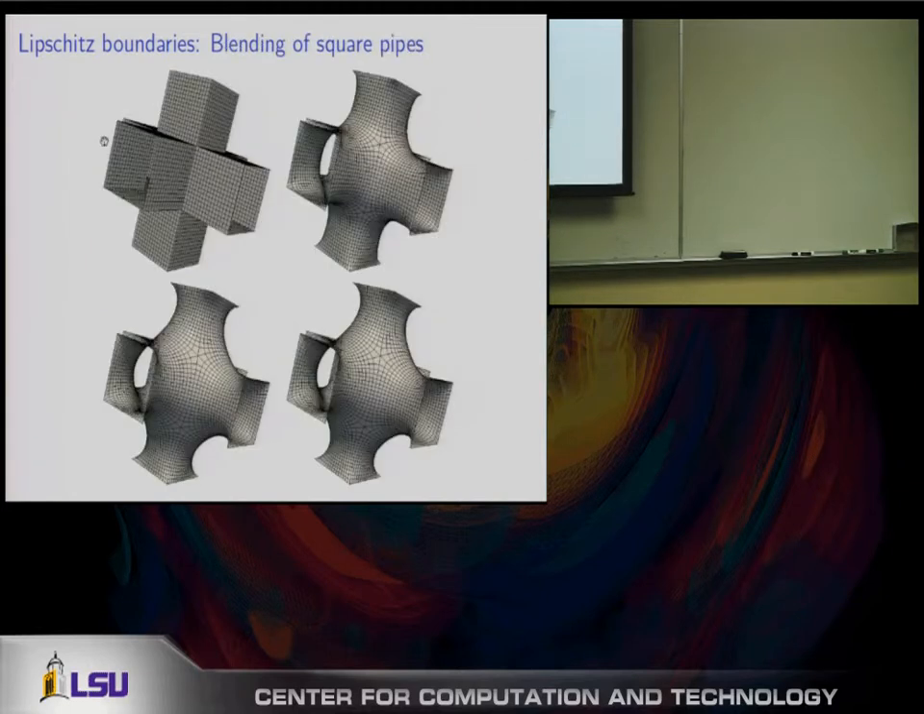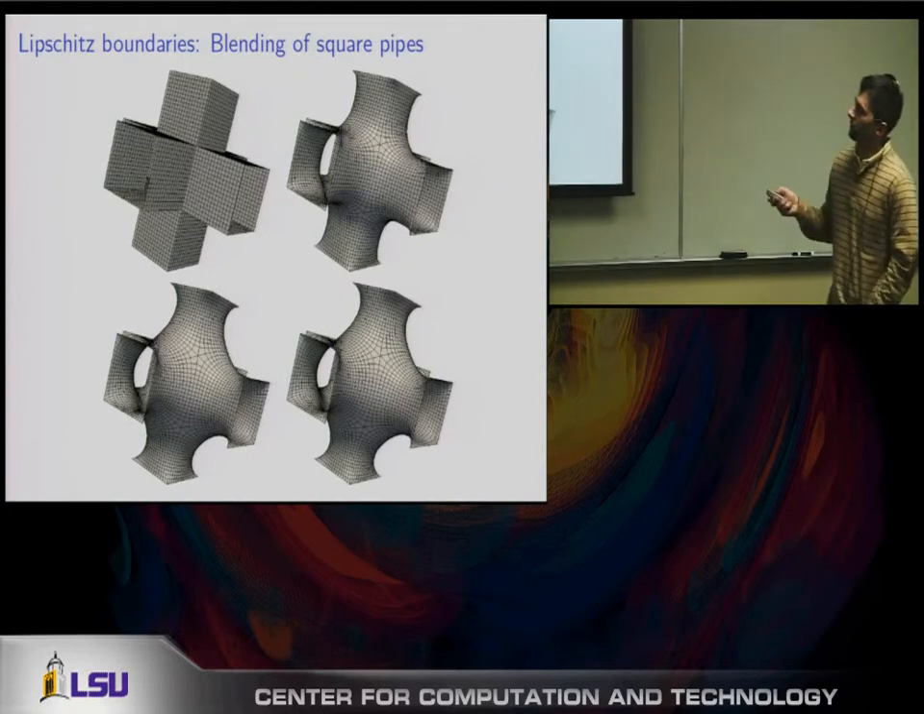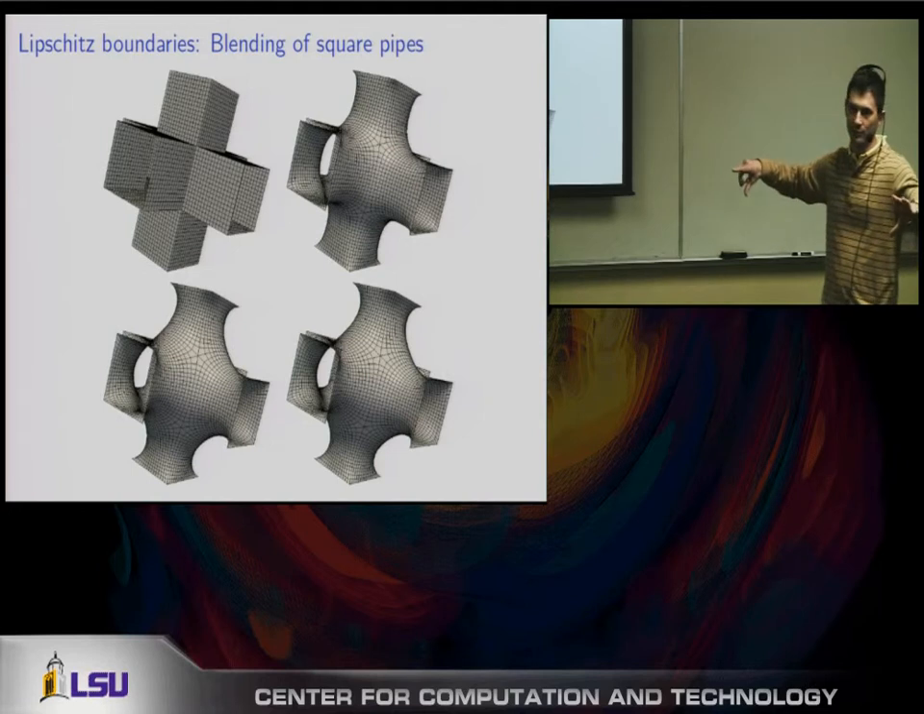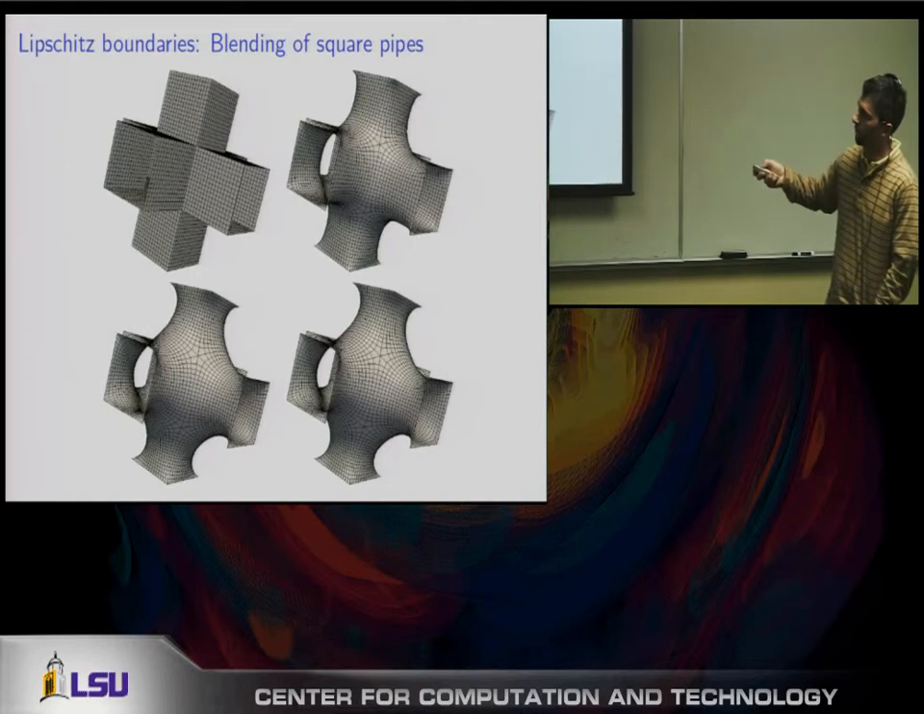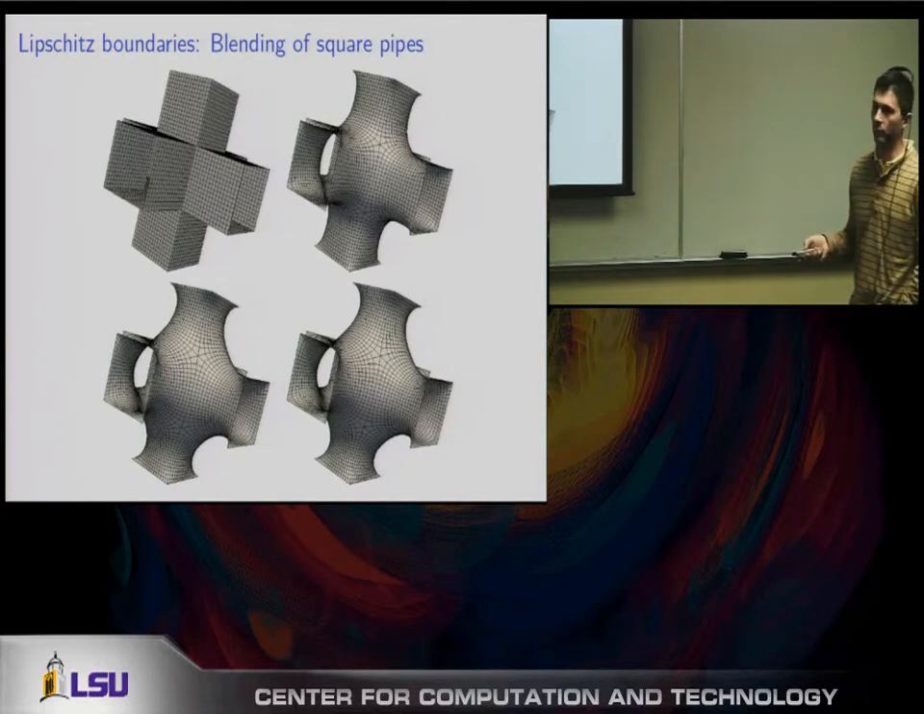And one last one, the last simulation. So now I'm trying to connect several square pipes, so there are like six square pipes that I want to connect with a smooth surface. But what I also did in here is to leave the slope of the pipes to be free. So I'm only imposing this to be the boundary condition, and for the slope to take whatever slope they want to take. And this is what the algorithm does.